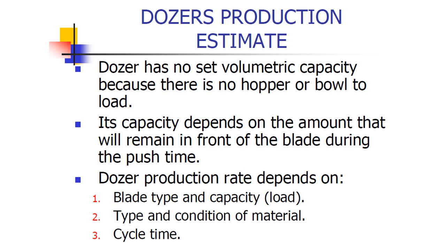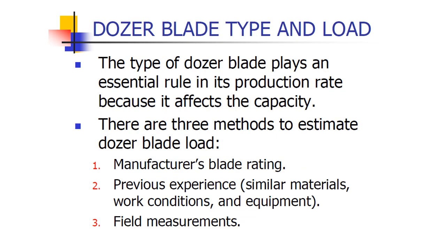However, you could estimate the capacity from field measurements or whatever; there are different methods to estimate the capacity. However, the capacity is not the only thing to govern the production rate. You also need to know the type and condition of the material, the circumstances of the job, and the cycle time.